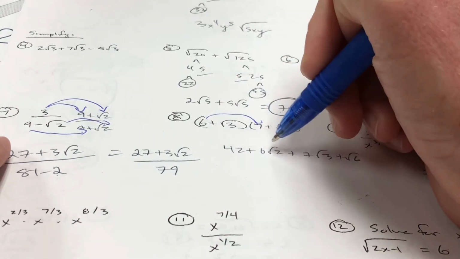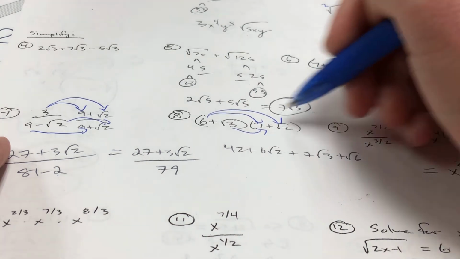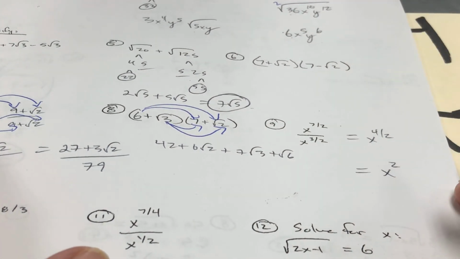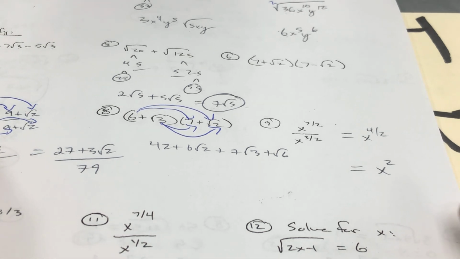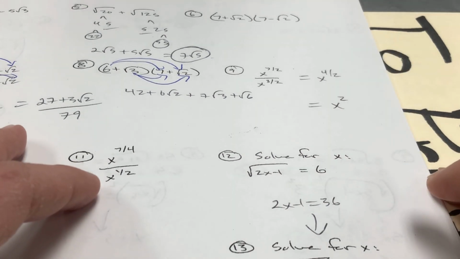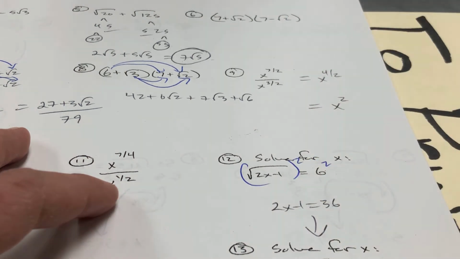First, 6 times 7 is 42. Outer, 6 root 2. Inner, last. Root 3 times root 2 is root 6. Subtract the exponents. Number 9, 7 over 2 minus 3 over 2 is 4 over 2, which is 2. Going to square both sides at number 12. And then just solve it.